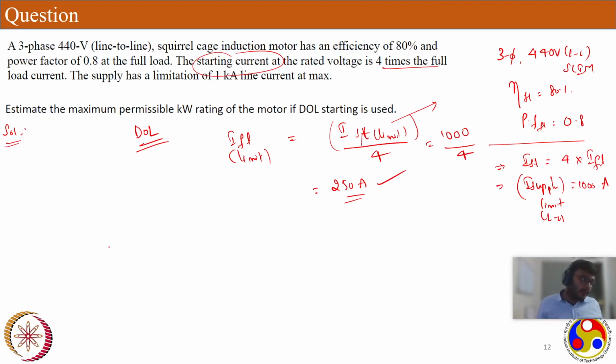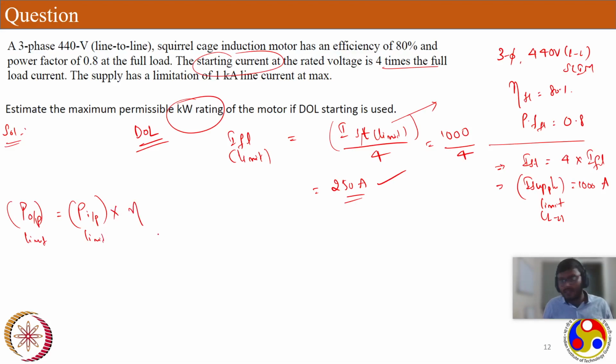Now we got the full load current limit, and what is the required thing? Kilowatt rating, that is the output power they are asking. We know output power is equal to input power multiplied by the efficiency. So input power multiplied by efficiency will give the output power. So how to calculate the input power?